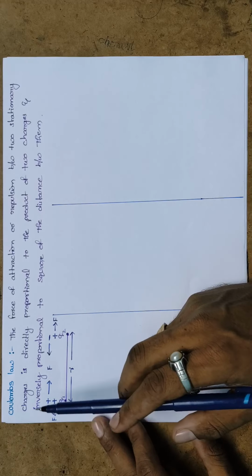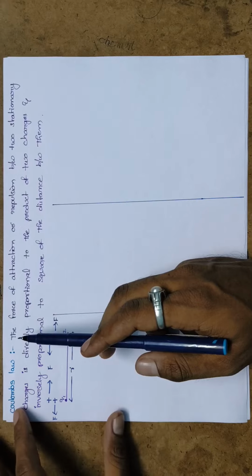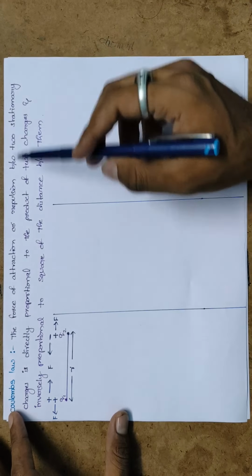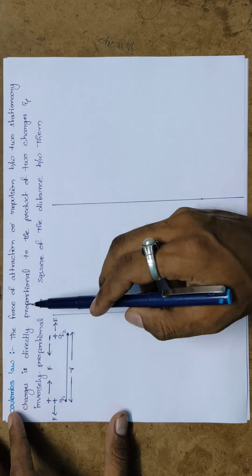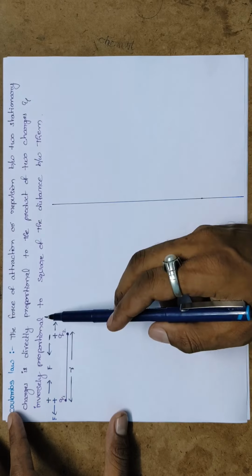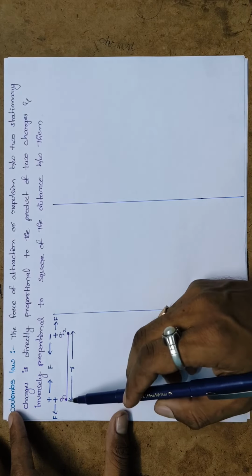Topic: Electrostatics Part 4, that is Coulomb's law. I already wrote the statement. The statement is: the force of attraction or repulsion between two stationary charges is directly proportional to the product of the two charges and inversely proportional to the square of the distance between them. Okay, so look at this figure.